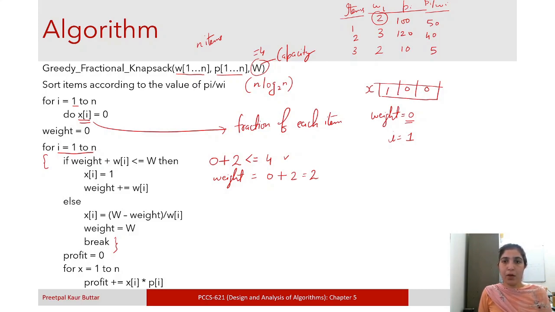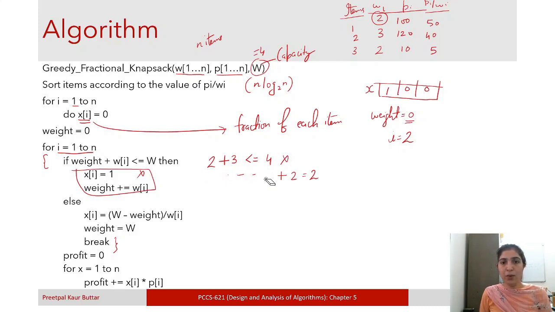Now we move to the next item. Now i is equal to 2. Again, if weight, now weight is 2 plus Wi. Wi is item 2's weight, which is 3. Is it less than or equal to the capacity of the knapsack? Is it true? No, it is not true. It means we will not pick 100% of it. So these statements will not be executed, and the else part will be executed.